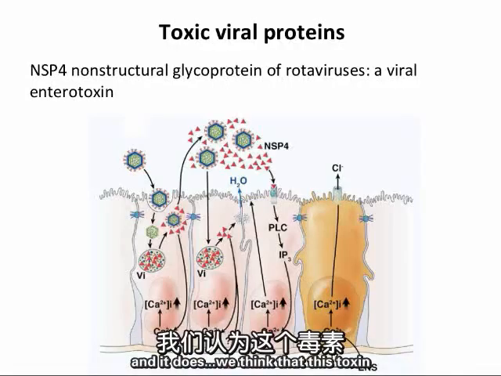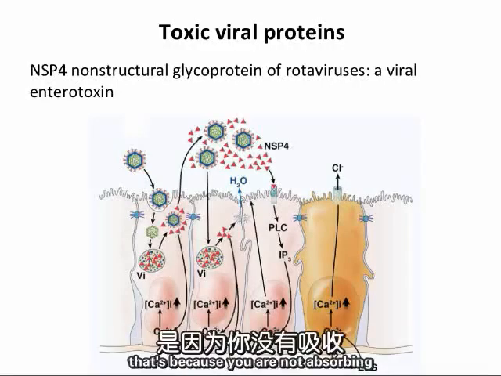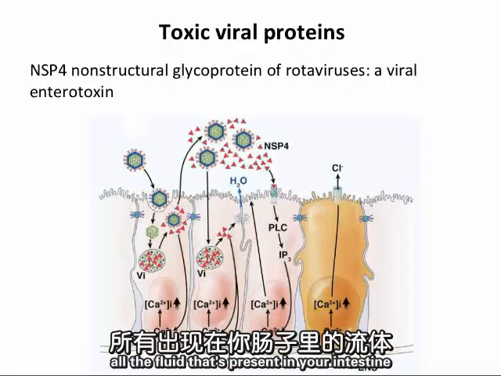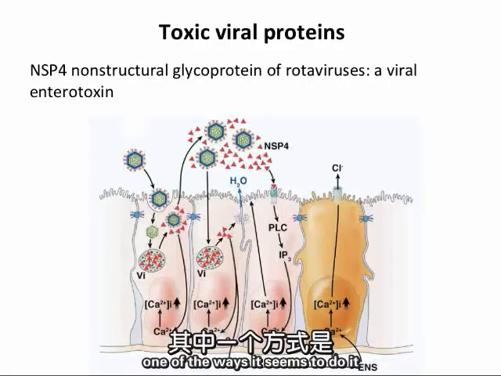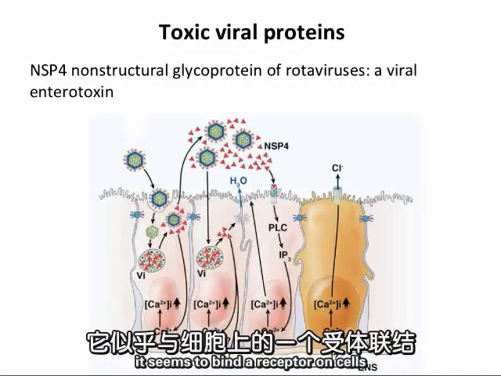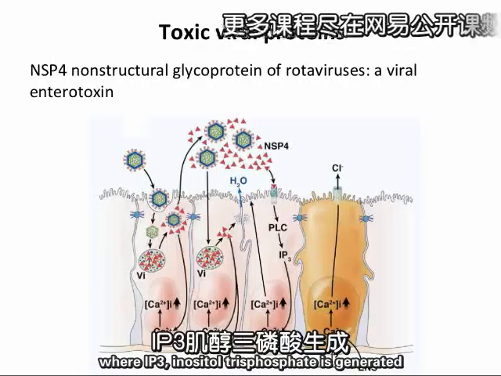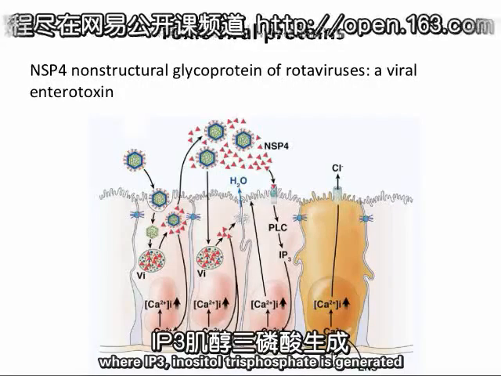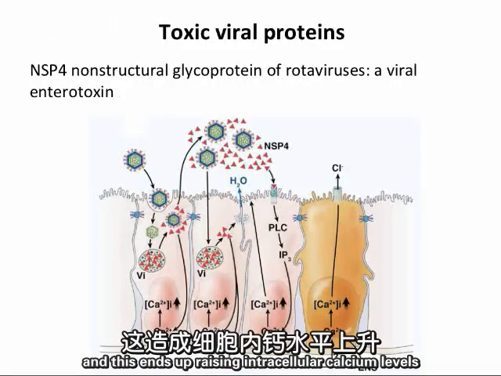We think that this toxin is involved in the fluid imbalance, which is part of gastroenteritis. You get diarrhea. That's because you're not absorbing all the fluid that's present in your intestine. And we think this toxin is responsible for that. One of the ways it seems to do it, it seems to bind a receptor on cells which stimulates a phospholipase C pathway where IP3, inositol triphosphate, is generated, and this ends up raising intracellular calcium levels.